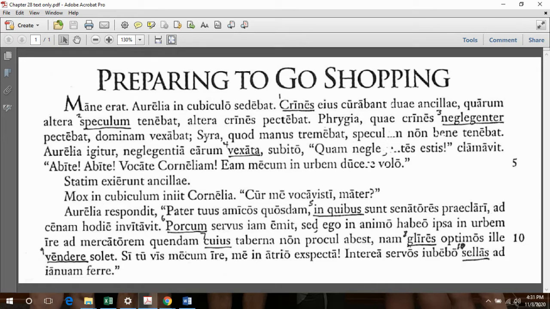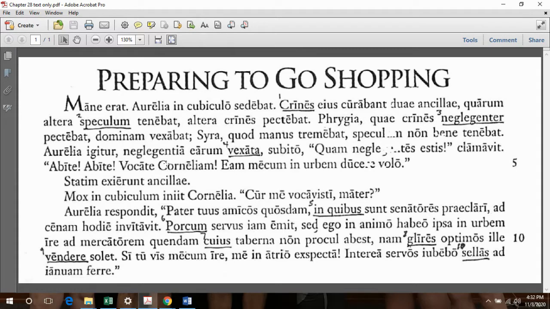Sira, now starting in line 3 in the middle. Quod. Now here, this is not the quod that comes from qui, quae, quod. Instead, this quod is called a causal quod. And so you know it is not going to be a relative because it doesn't have a singular neuter antecedent. And since it doesn't, that means it is not going to be a relative pronoun introducing a relative clause. So Sira, because manus tremebat, because her hand was trembling, non bene tenebat, was not holding the speculum, the mirror, well.